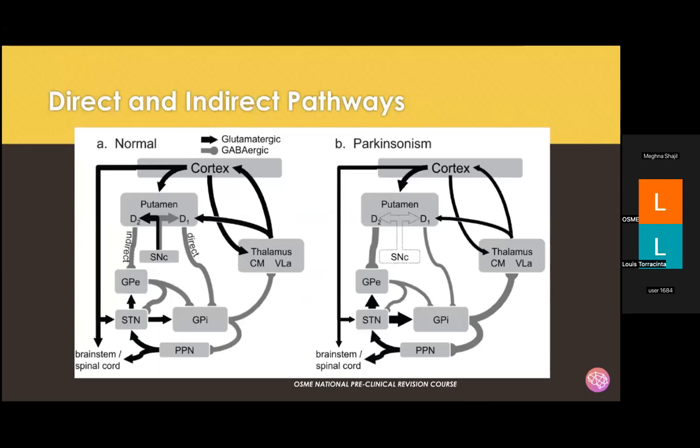And this is another diagram, which is a bit more complicated. On the left side, you have the normal pathways. On the right side, you have Parkinsonism. As you can see, some of the lines are a little bit thinner and some are much thicker. So the dopamine output, the globus pallidus externa in that indirect pathway, is hyperactivated, okay?